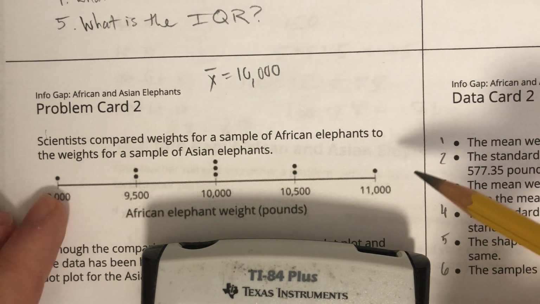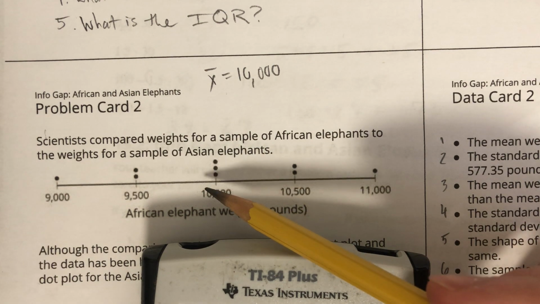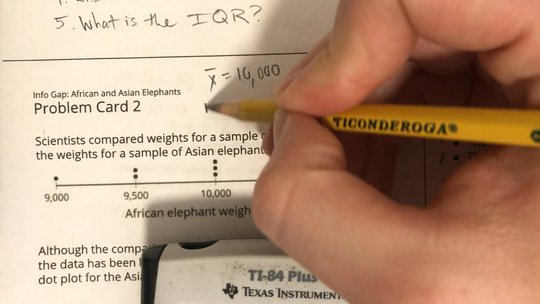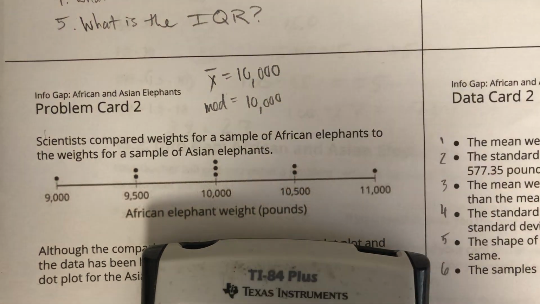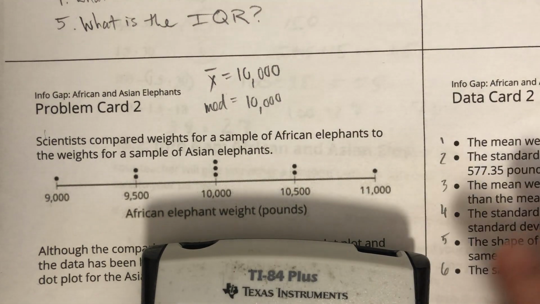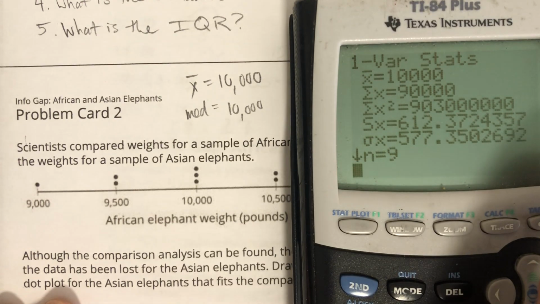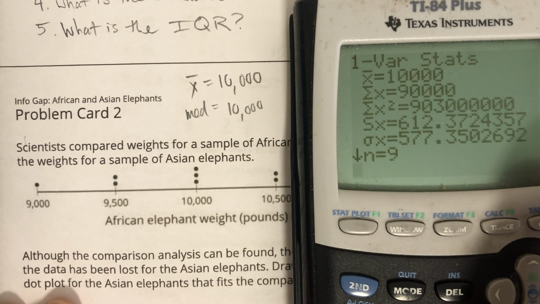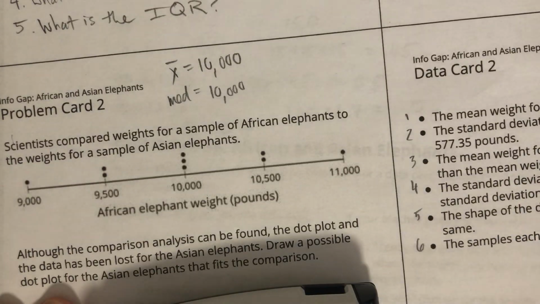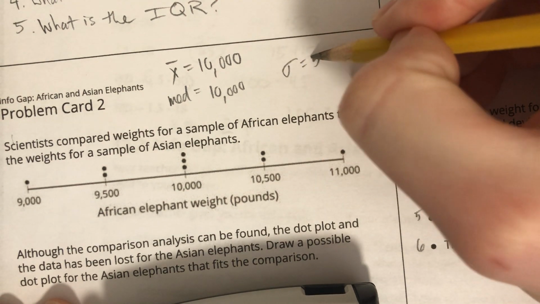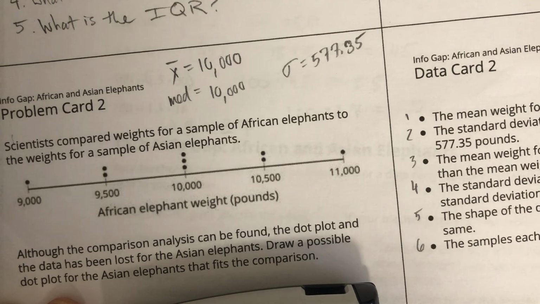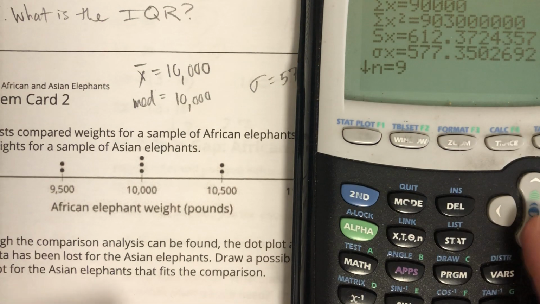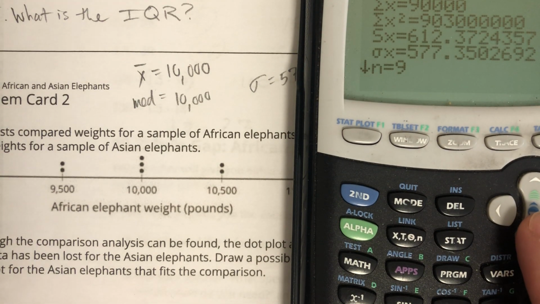it's a symmetric distribution, right? So the mean and median are going to be right in the middle. So actually, without even checking, I know my median is going to be 10,000 pounds as well. Standard deviation, that is something I can't tell just by looking. And my standard deviation there is 577.35. Okay. And that's really all I need to know for a dot plot.